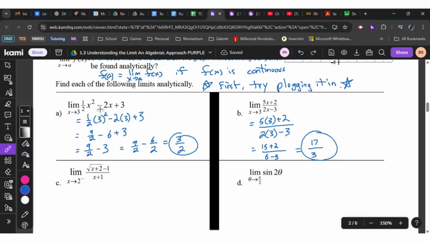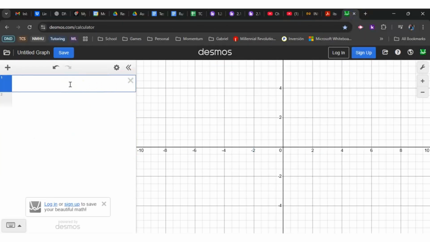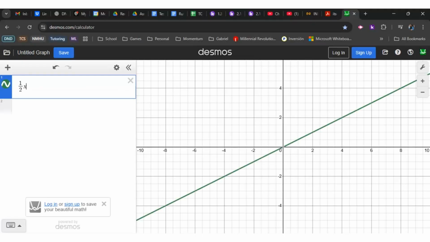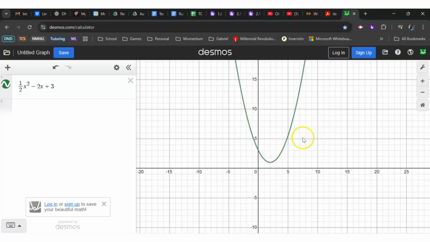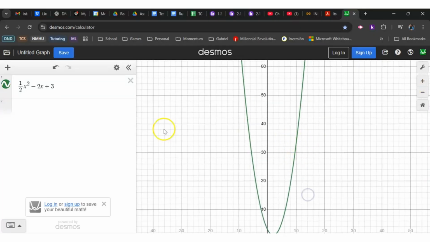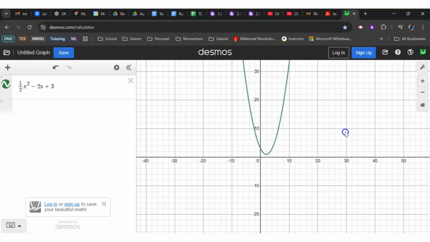Okay, so for instance, if we graph this and take a look at it. What's the function again? Read it to me. It was like 1/2 x squared, then minus 2x plus 3. So if we look at this, and I zoom out here, guys, it exists everywhere. There's nowhere that's not existing. It might take a long time to get somewhere, but it's going to get there.